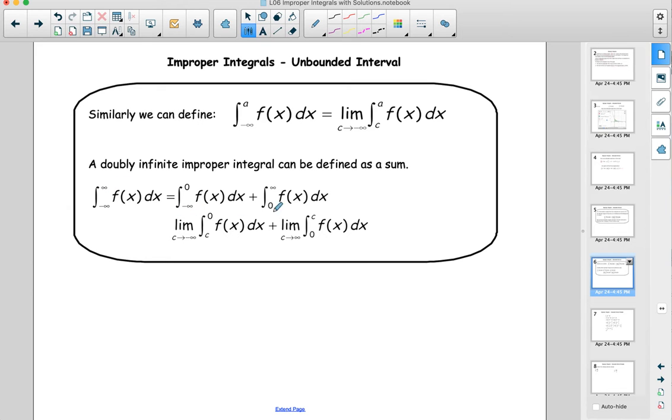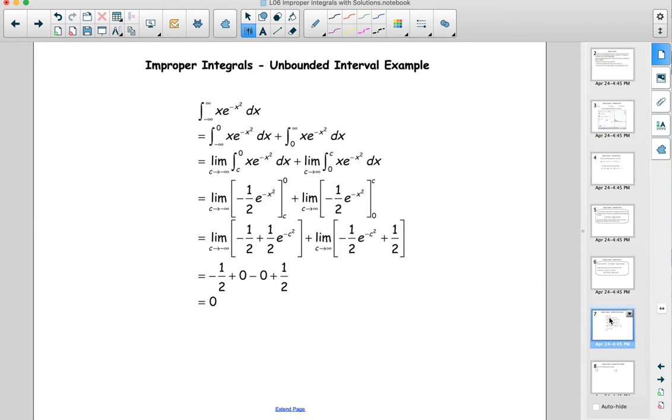That's not a problem because there's a property of integrals that allows us to split this way. We'll split at 0: the integral from negative infinity to 0 of f of x dx, plus the integral from 0 to infinity of f of x dx. And then applying the techniques we looked at, this will now be the limit as c goes to negative infinity of the integral from c to 0, plus the limit as c goes to infinity of the integral from 0 to c. So then I will show you an example of how this would work, and then you'll try one.